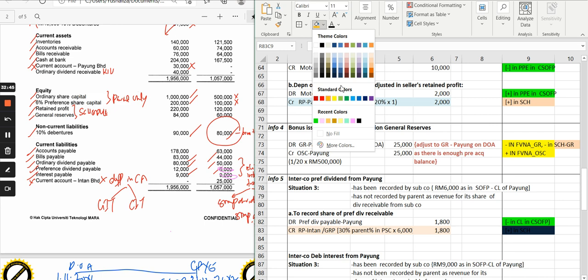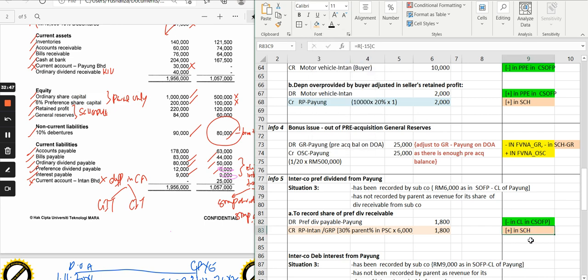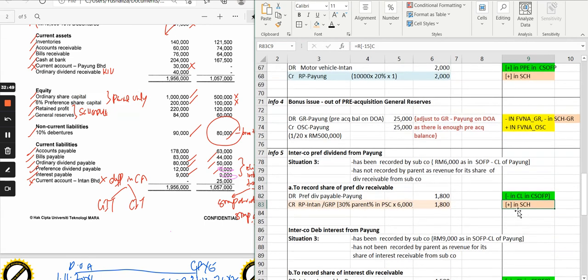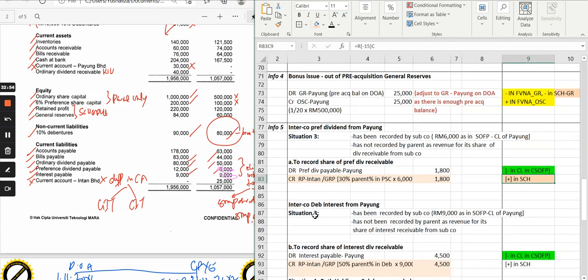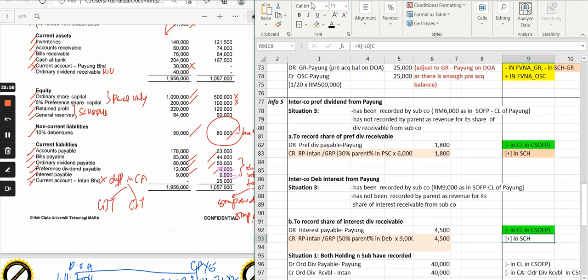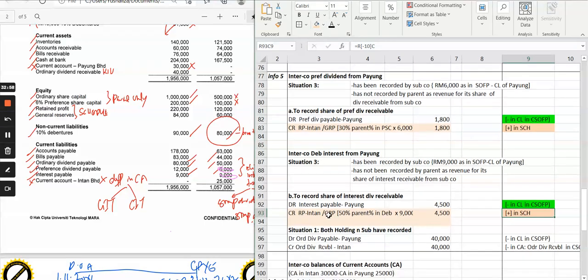It's going to be the purple. Sorry, it's the peach color that I have chosen here. And the same thing should be done for the debenture interest. Only that the percentage for the debenture interest that needs to be credited by the parent, since it has not yet been recorded, would be 50%.